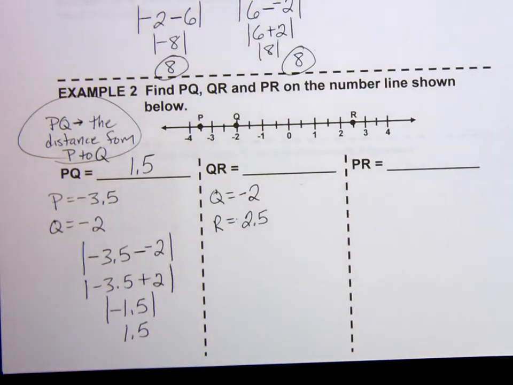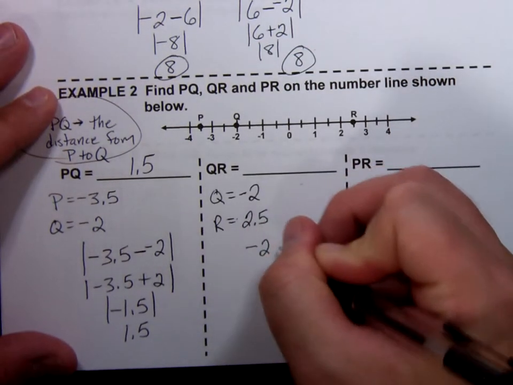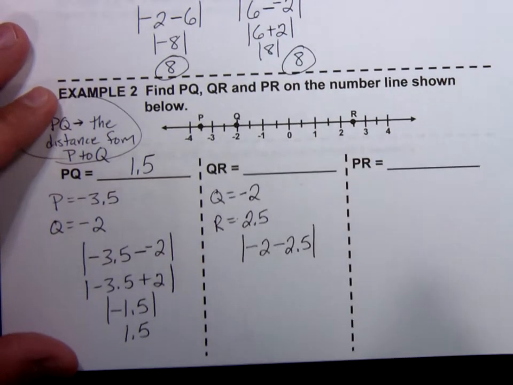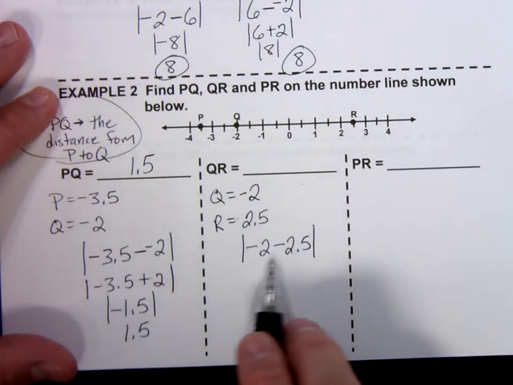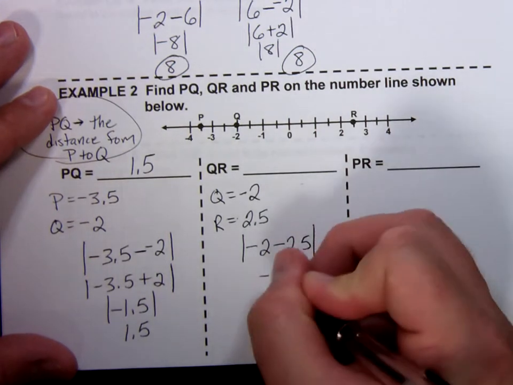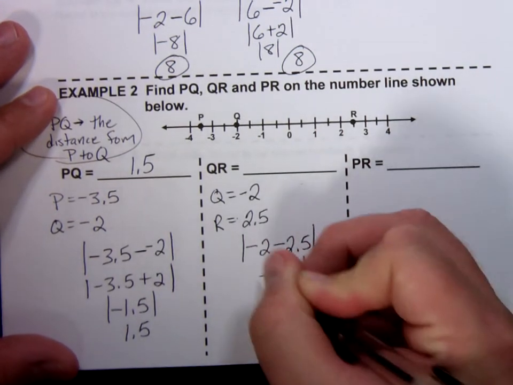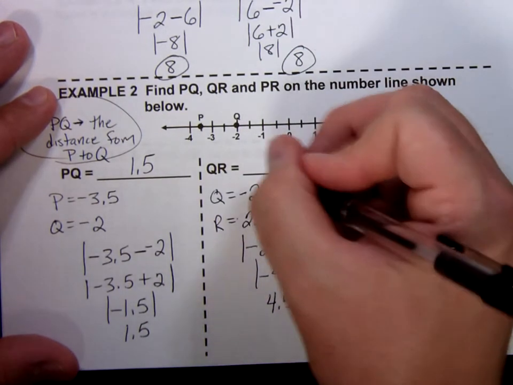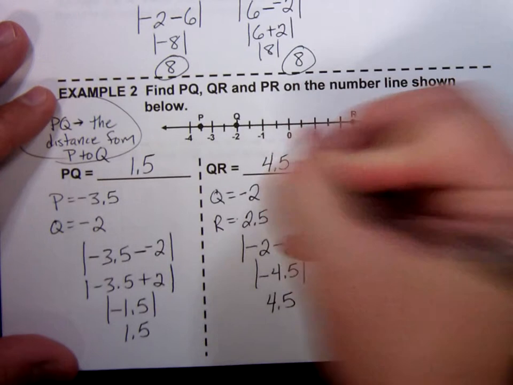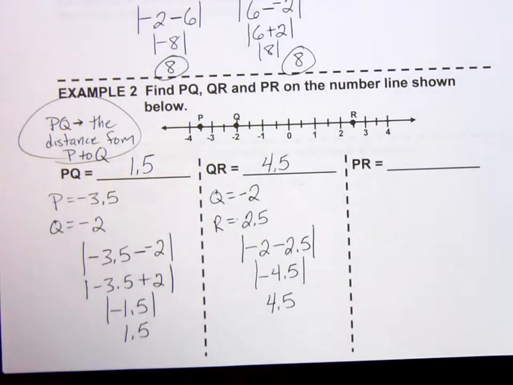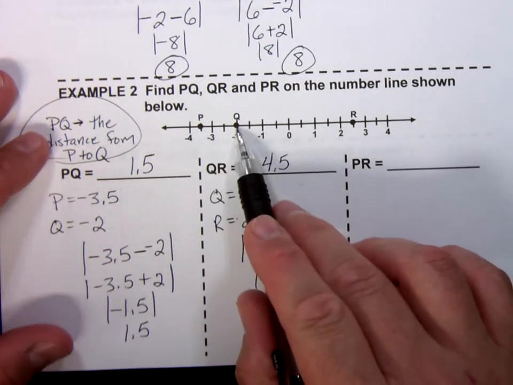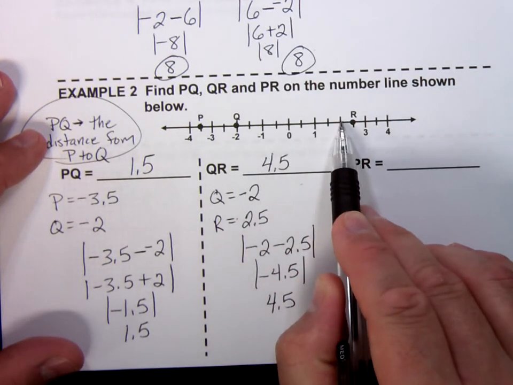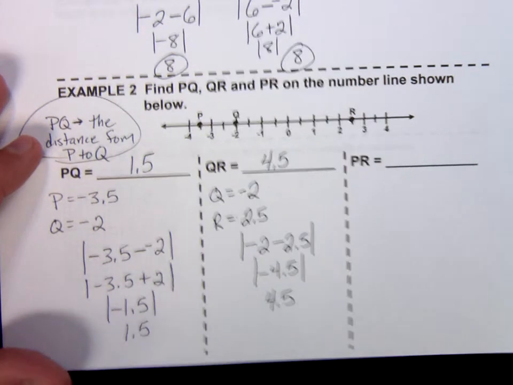Plug the numbers into the formula. So we got A minus B. It doesn't matter which one's which, because we're going to do absolute value. So negative 2 minus 2.5 is a negative 4.5. And again, because we're doing absolute value, it's going to come out positive. So the distance from Q to R is 4.5. If we were to try to do that, it's 1, 2, 3, 4.5, if we're counting on the number line.